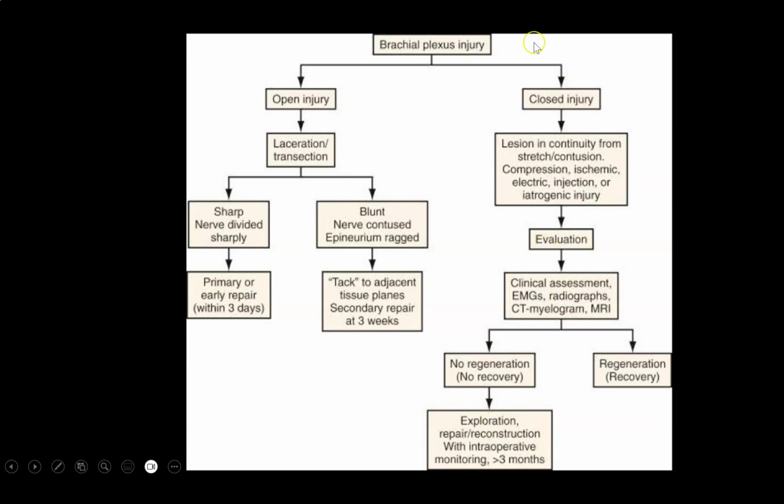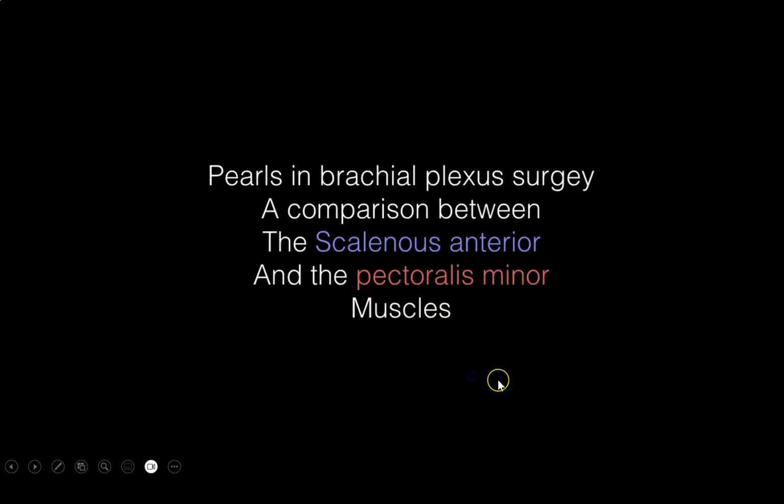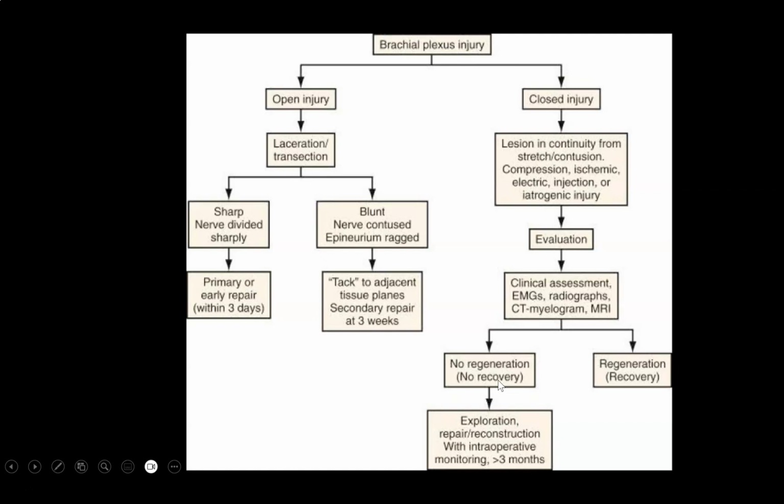So, again, as we said: open injury, primary repair or tacking, and repair 3 weeks later. Closed injury, evaluation; any regeneration or recovery, so wait. If there are no signs of recovery within 3 months, you do the exploration.